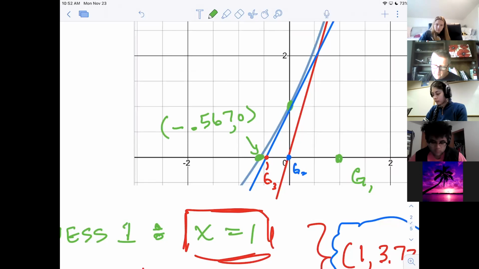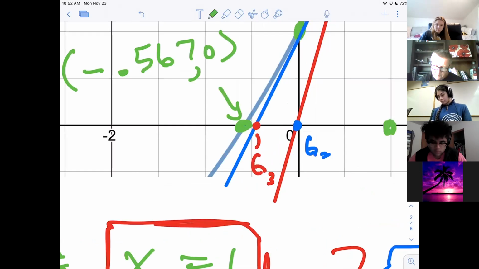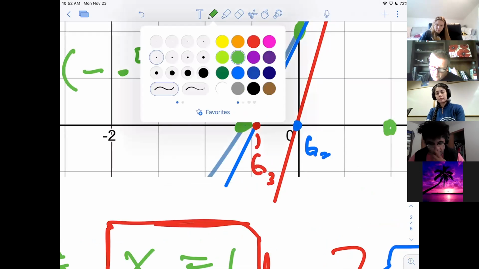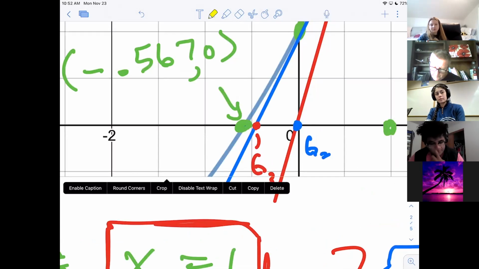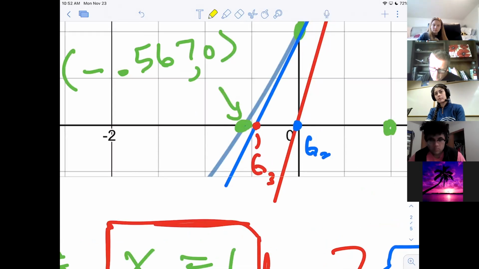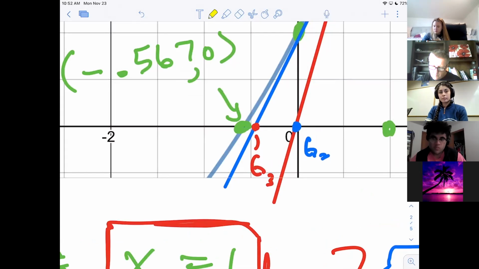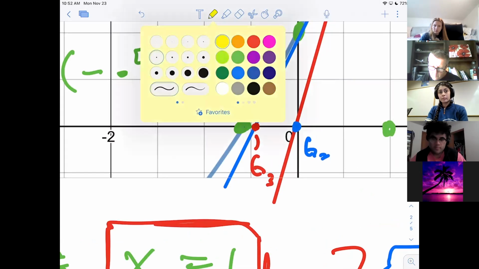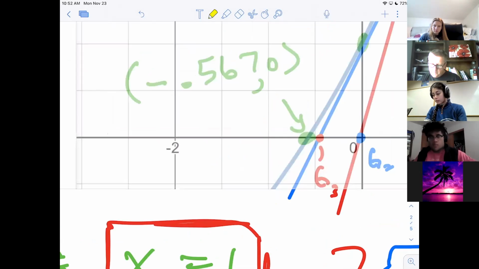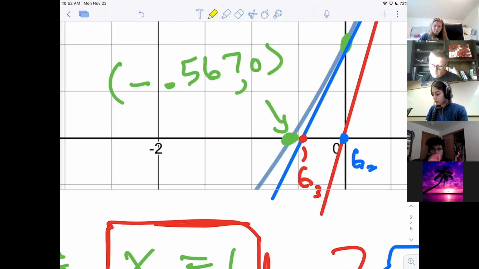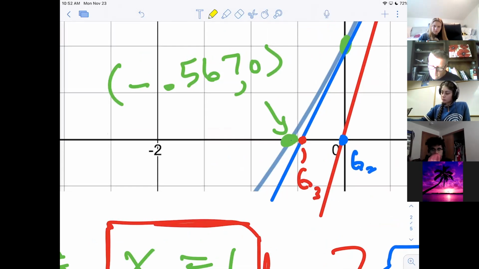I'll erase this because it's going to get confusing, but what did we just do? We went to this point right here. What are we doing? What's going on? We went to this point right here. Why do you keep moving? We went to that point right there, and can you appreciate that this next tangent line is going to be just hitting the green point almost exactly? You see how that works?